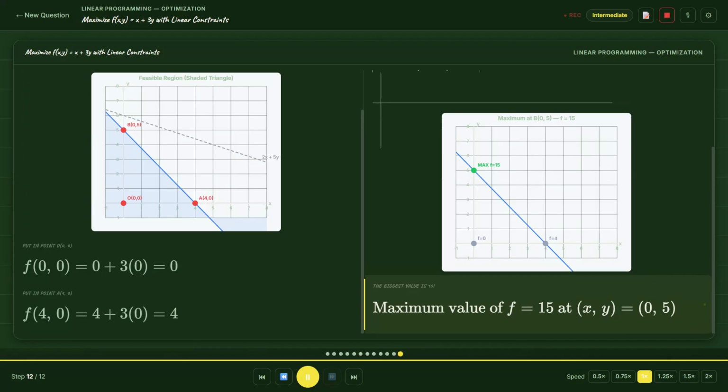We did it! The biggest value of x plus 3y is 15, and it happens at the point (0, 5). That means x equals 0 and y equals 5 is our best pick. Great job!